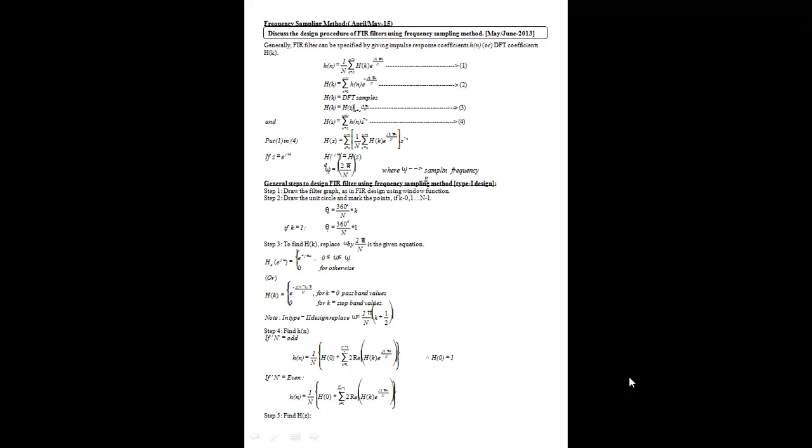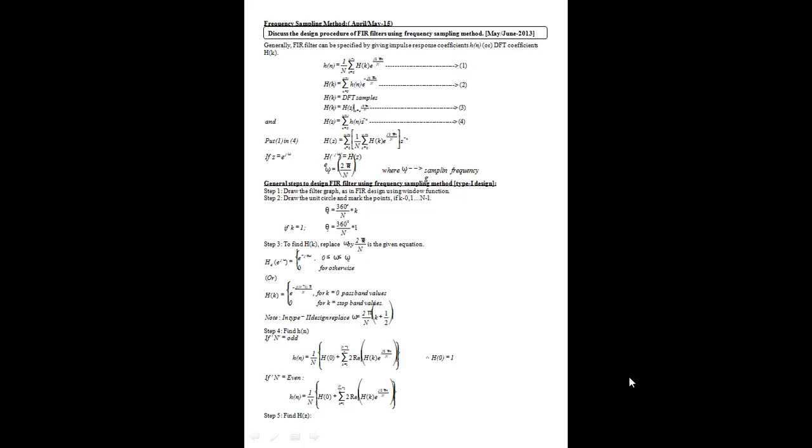Okay. So an FIR filter can be specified by its impulse response, which is given as h of n equal to 1 by N summation k equal to 0 to N minus 1 H of k e power j 2 pi k n by N. If we take the Fourier transform, H of k is equal to summation n equal to 0 to N minus 1 h of n e power minus j 2 pi k n by N. Here H of k are the DFT samples. How will we obtain H of k? The z value has to be replaced by e power j 2 pi k by N, in H of z equal to summation n equal to 0 to N minus 1 h of n z power minus n.